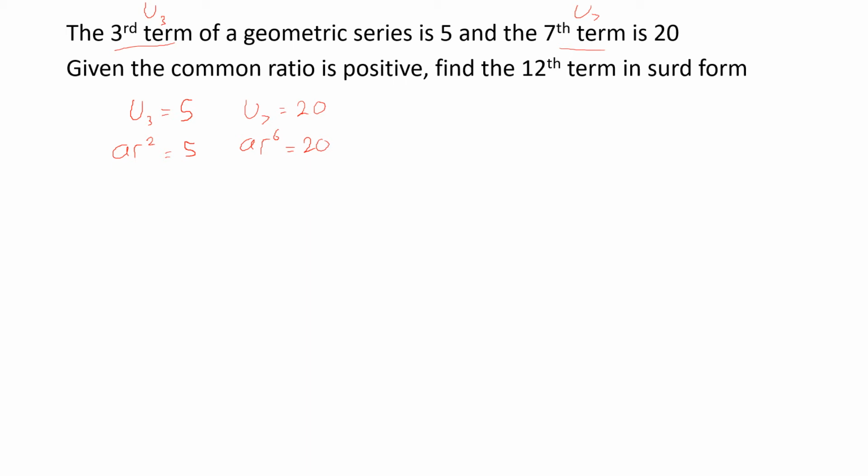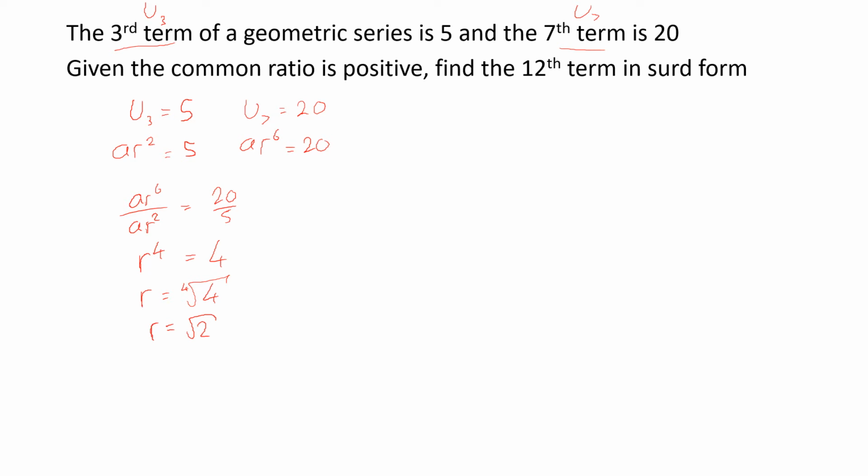Now have a look at that and think, well, this is a simultaneous equation. How am I going to get rid of one of my things? You might want to rearrange one of them to be a equals or r equals. But there's actually quite a smart thing you can do here, which is to divide one term by the other. So I'm actually going to do ar to the 6 divided by ar squared, and that'll get me 20 over 5. Now if we simplify both sides here, we've got r to the power of 4 here because the a's will cancel out, and we've just got 4 over here. So essentially what we want is the fourth root of 4, which ends up being the square root of 2.